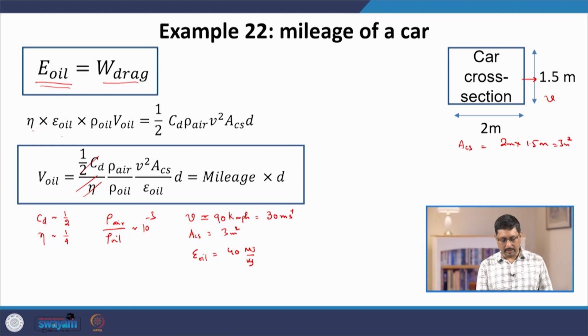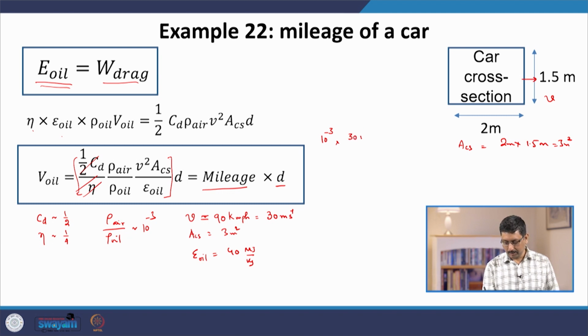So, if we plug in this value, by the way, this combination in brackets we can term as something called the mileage, because that is going to give us the volume of oil, the amount of liters of oil consumed per unit distance. So, if I multiply by the distance moved, then we get the total volume of oil that is consumed.